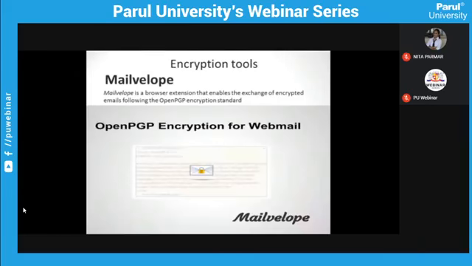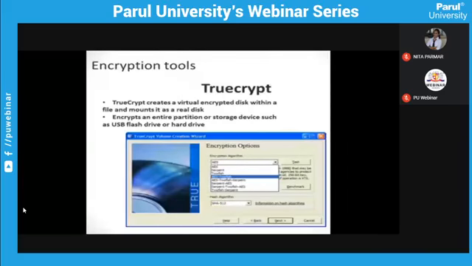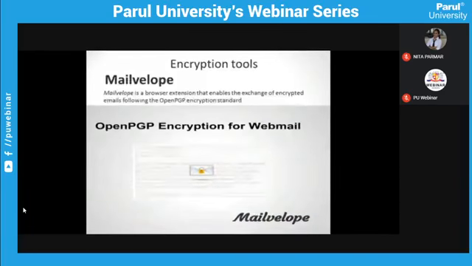And one more open source encryption tool is Mailvelope. Mailvelope is a browser extension which enables the exchange of encrypted emails. So emails are encrypted, and if a hacker gets access to our email, he will not be able to understand the actual message that is to be conveyed. So Mailvelope is also a very useful encryption tool. You should try these tools and note down these names: TrueCrypt and Mailvelope. Mailvelope is an open source encryption tool and is very commonly used.